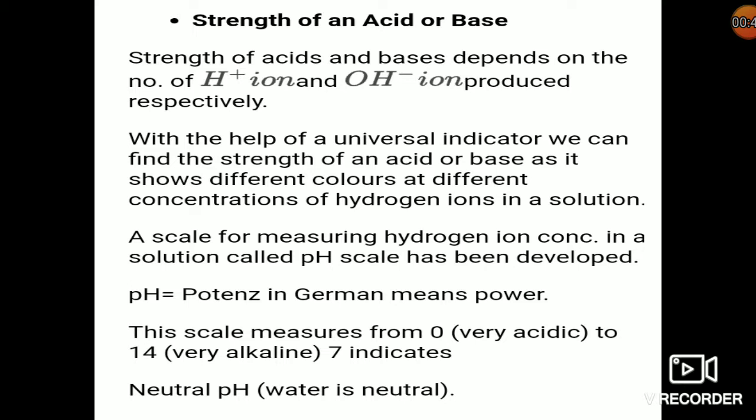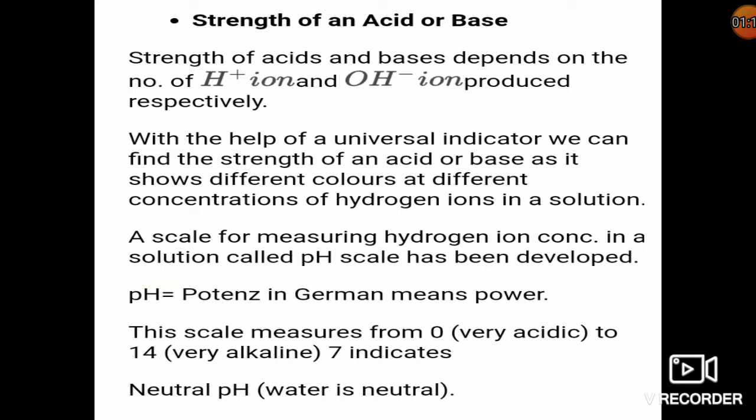Now we'll learn about the indicator that can be used to differentiate between strong acid and weak acid, between strong base and weak base. That type of indicator is termed a universal indicator, which shows different colors as per the different concentrations of hydrogen ions in the solution. This universal indicator is termed the pH indicator.